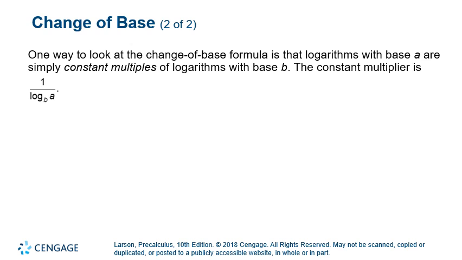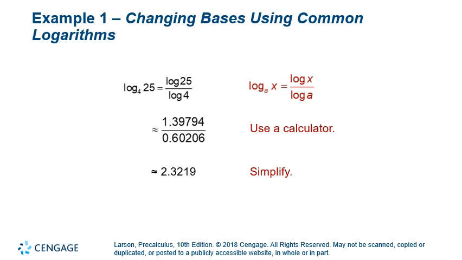So one way to look at that change of base formula is that basically we're multiplying constant multiples of logarithms with base b. So in this case, if we have log base 4 of 25, that 4 is our a, our 25 is our x. So we're going to convert this to something a little more usable. We will take the log of a, which is 4, and the log of x, which is 25. And we can get a decimal approximation. That's why these little squiggly lines are there.